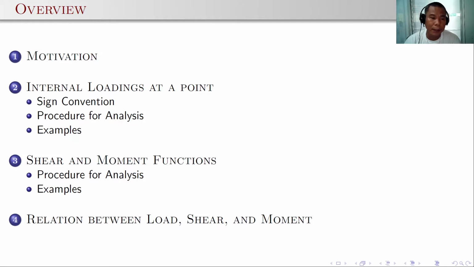Then after that, we will discuss shear and moment functions, including some examples. And lastly, I will show to you the relationship between load, shear, and moment.